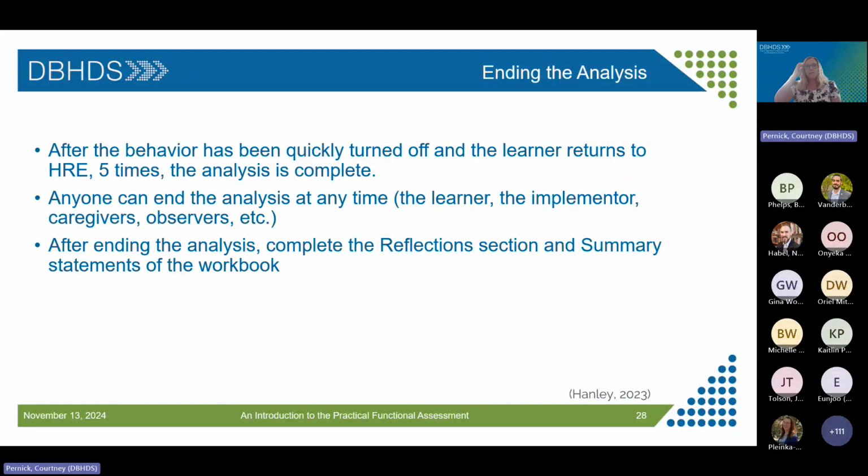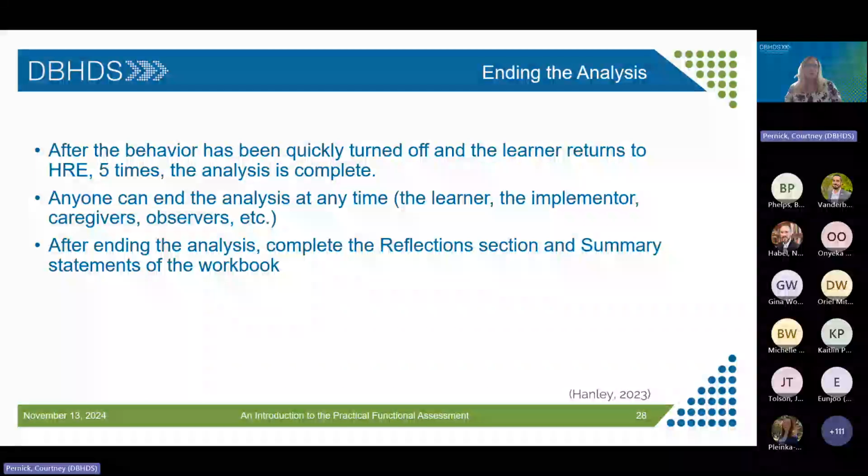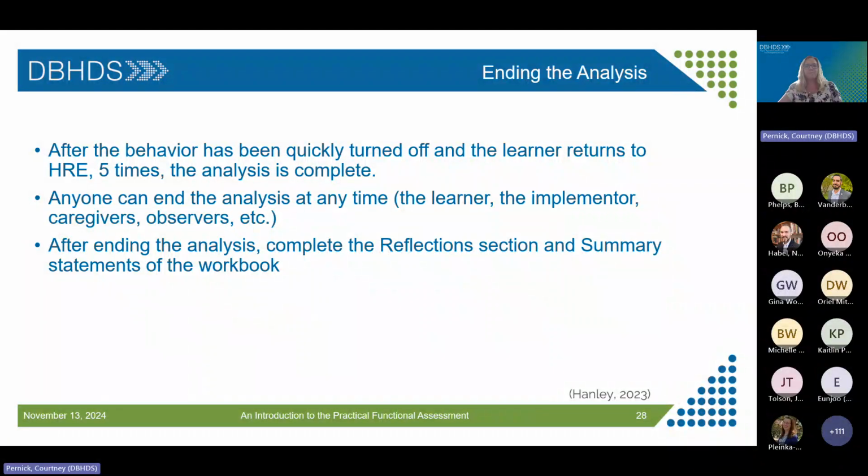Ending the analysis. So after the behavior has been quickly turned off and the learner returns to HRE 5 times, the analysis is complete. And this is just a general guide. Some people might feel that 3 times is sufficient to show control. You're going to do what makes the most sense for your learner. It's important to note that anyone can end the analysis at any time. So the learner, the implementer, the caregivers, observers. Just remember, safety and dignity are 2 priorities of the PFA process.